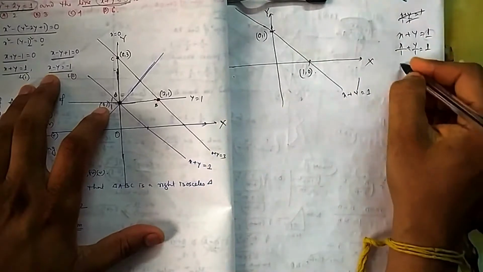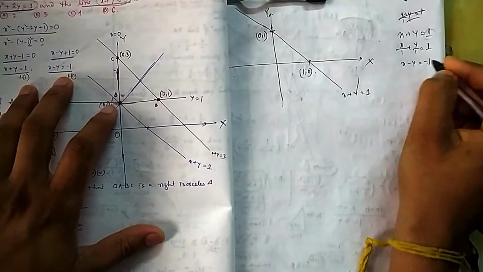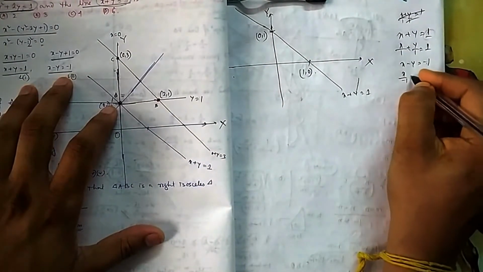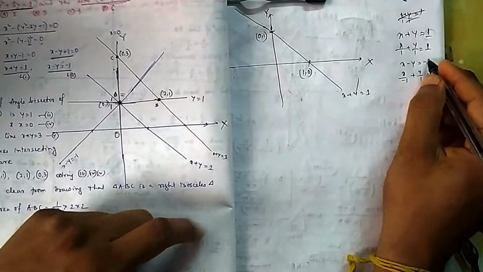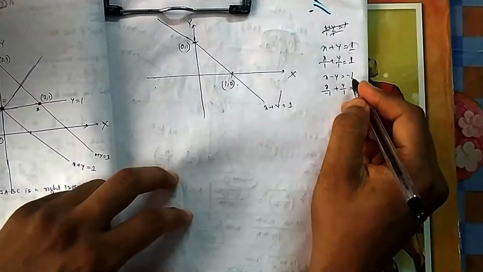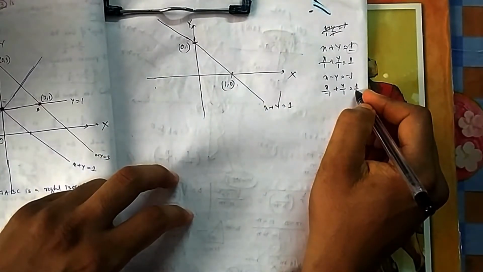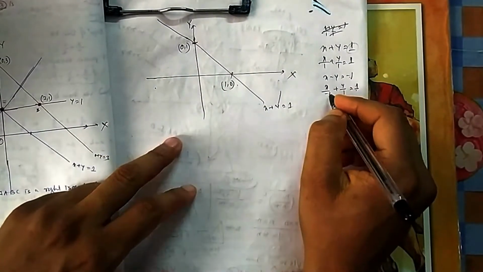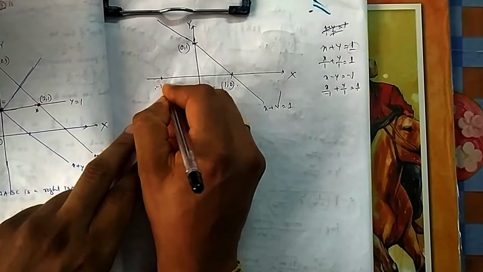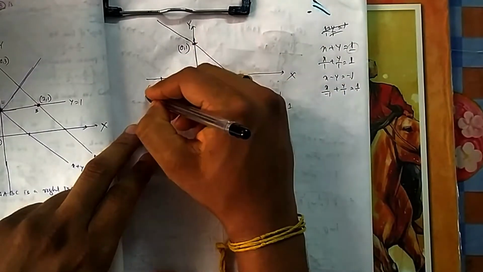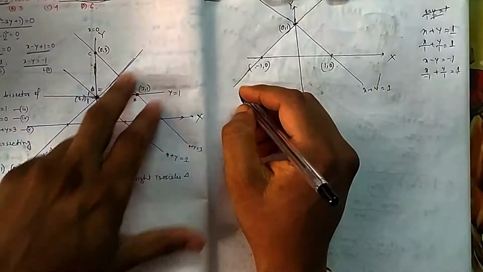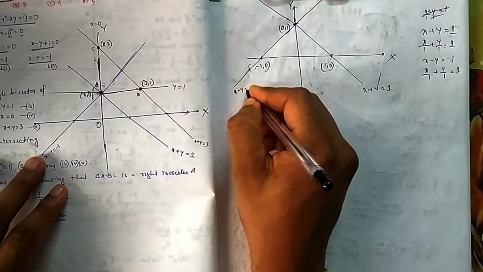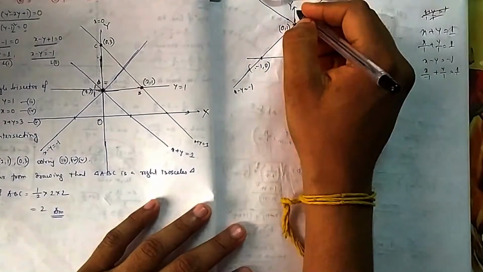The next line is x minus y is equal to minus 1. Again you divide by minus 1, so it is x by minus 1 plus y by 1 is equal to 1. What am I doing? I am dividing both sides by minus 1, because this side I have to keep it 1. That is the intercept form, x by a plus y by b. So x intercept should be minus 1, and y is 1. So this is another line, x minus y is equal to minus 1. So these two lines you have got.